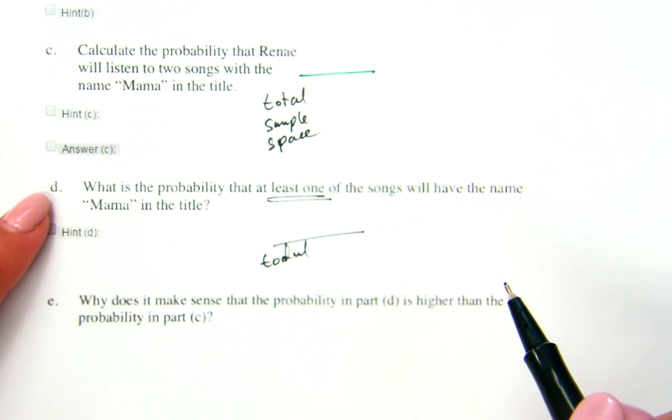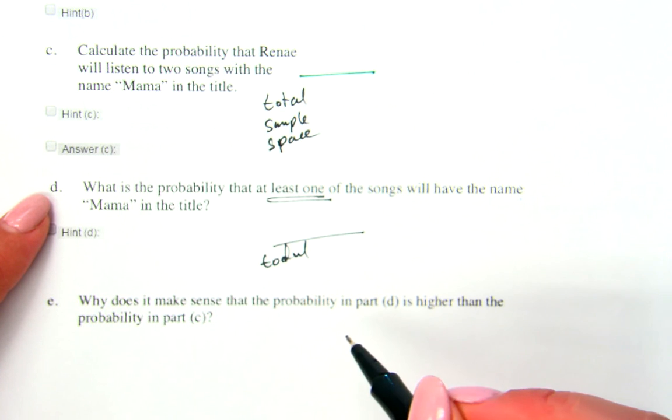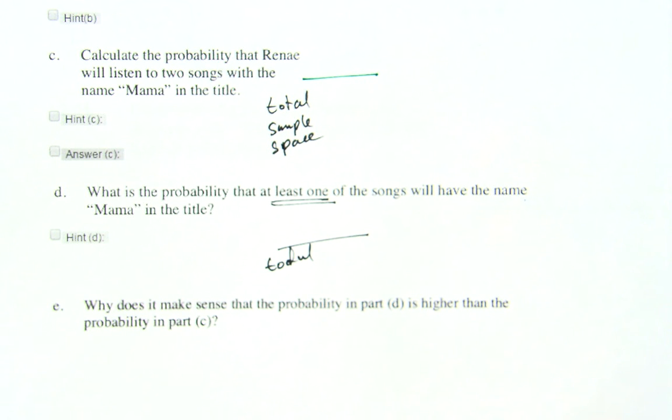Does it make sense that the probability in part D is higher than the probability in part C? So I need you to answer that question. I need you to think about it a little critically. Okay? Which one should have more? Okay, part C or part D?